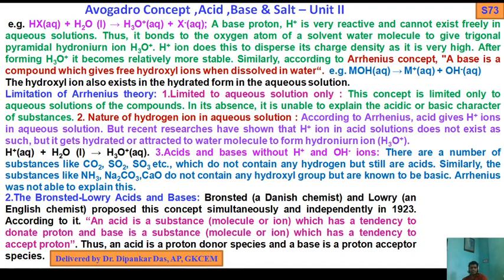According to Arrhenius, an acid gives H plus ions in aqueous solution and a base gives OH minus in aqueous solution, but there are so many limitations in the Arrhenius theory. According to the Bronsted-Lowry concept, an acid is a substance which donates protons and a base is a substance which has a tendency to accept a proton. So an acid is a proton donor species and a base is a proton acceptor species. That is the definition of acid and base according to the Bronsted-Lowry concept. Next, move on.